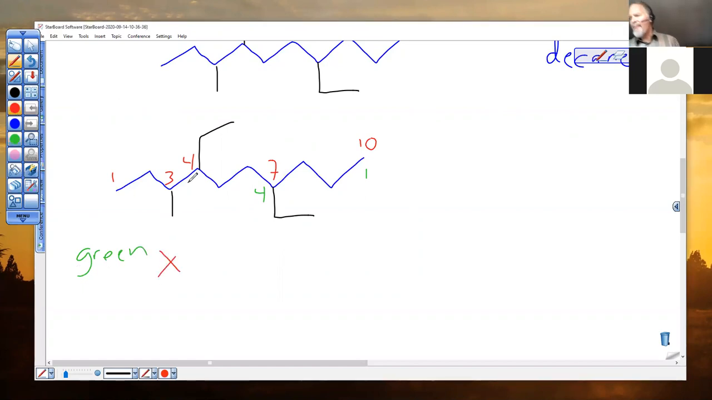The red method has a group on 3. 3 is a lower number than 4. It doesn't matter what the group is, it's the number that tells you the correct direction.